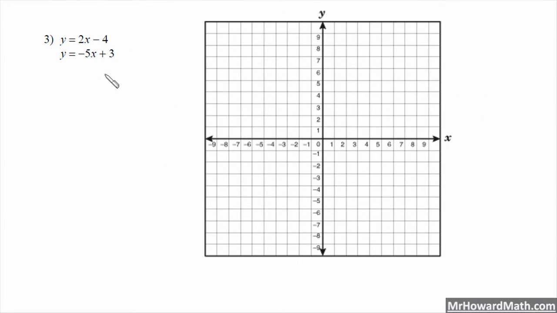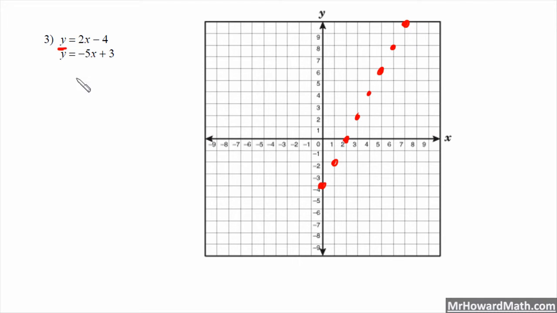Alright, continuing on. Example 3. We'll graph this one in red: 2x minus 4. The y-intercept is -4. The slope is 2, so up 2, over 1, and I repeat that for each point. I usually plot the points in first, and then I'll put the line in later.